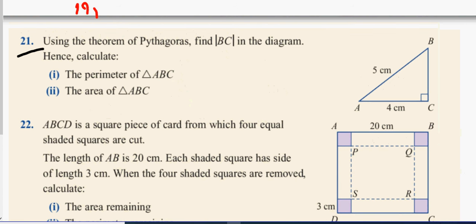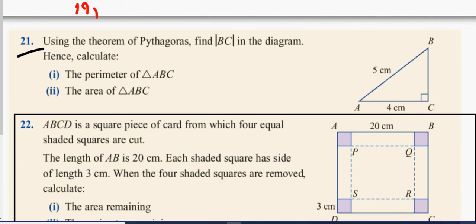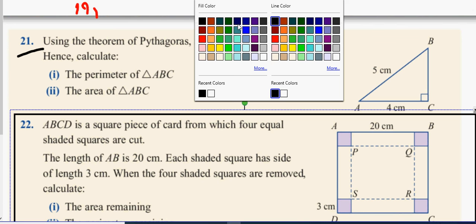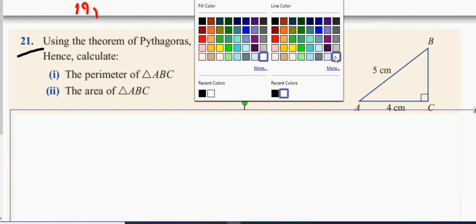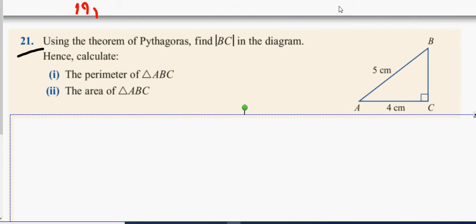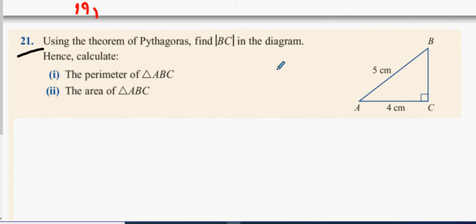Now we got question 21, which is awesome. Find the perimeter of ABC. Am I allowed to do Pythagoras' theorem? Yeah. Why? And it's guaranteed to be a right angled triangle.